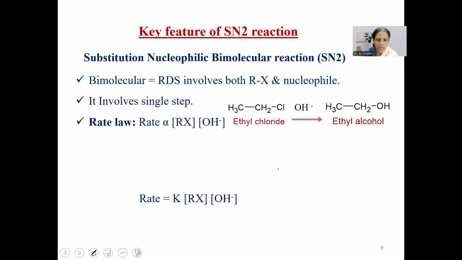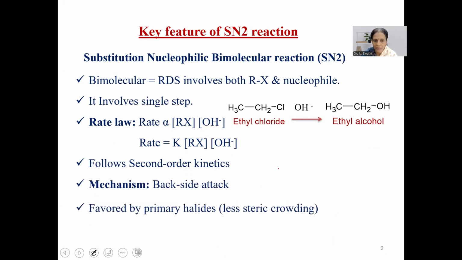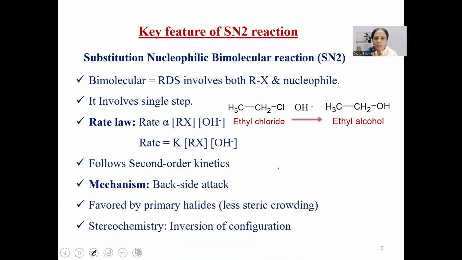Like in case of SN2, we always give primary alkyl halide because they are more reactive towards SN2 reactions, and it involves a single step. The rate depends on the concentration of both the reactants, so it follows second order kinetics, and the mechanism involved is backside attack. We have to see which alkyl halide can allow for the backside attack. This is the reason why primary alkyl halides are more reactive towards SN2, because of the less steric crowding. In case of stereochemistry, because it is backside attack, we can observe inversion of configuration or Walden inversion. So these are the key features.